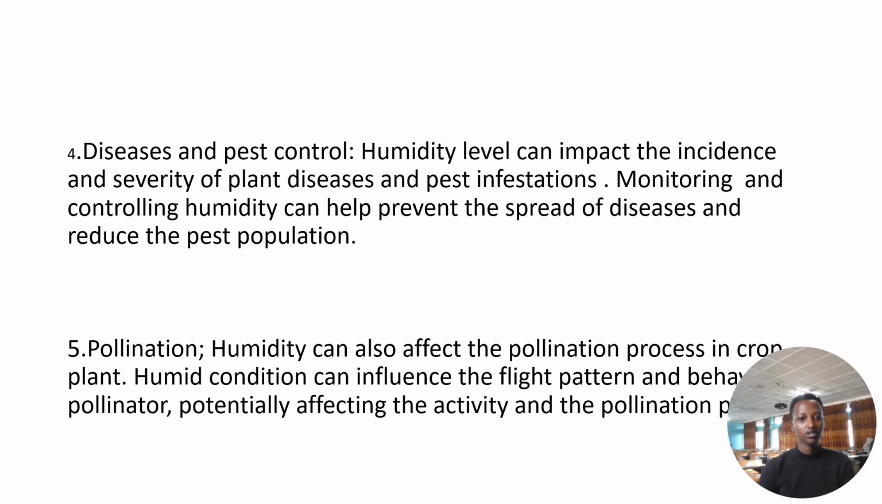Number 4 is diseases and pest control. Humidity helps to control diseases and pests. Humidity level can impact the incidence and the severity of plant diseases and pest infestations. Monitoring and controlling humidity can help prevent the spread of diseases and reduce the pest population.